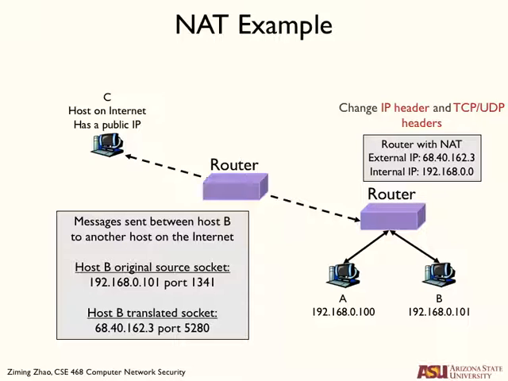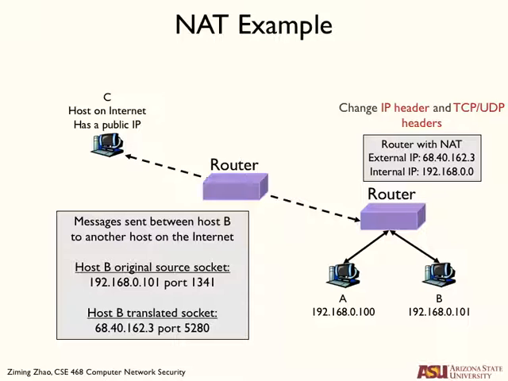So when host C receives this IP packet, the source IP will look like this IP address, 68.40, not this IP. And the destination IP will be host C's IP. So when host C replies, this message can be routed by other routers because this is a public IP. Other routers know how to forward this packet.